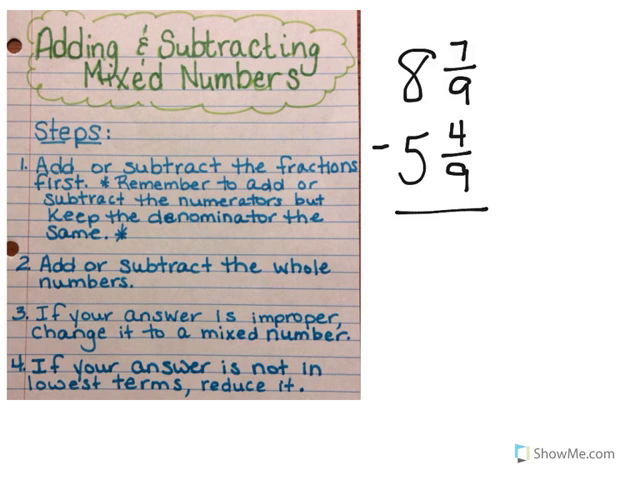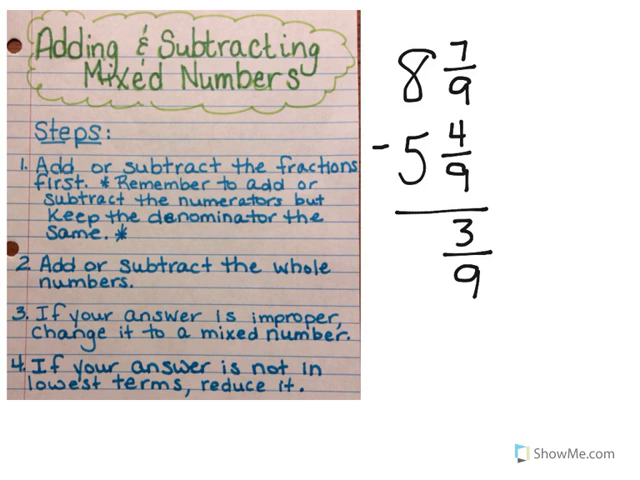Now let's take a look at a subtraction problem with mixed numbers where the denominators are the same. I'm going to do the same thing. It says, number 1, add or subtract the fractions first. So remember, I'm going to keep the denominator the same, and I'm just going to copy that 9 down. And then I can look and see if I can subtract. 7 minus 4, yep, I can do that. And 7 minus 4 is 3.